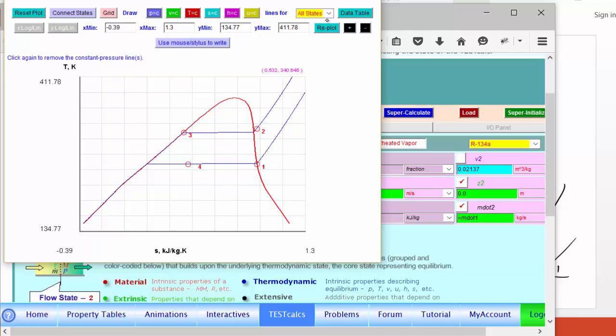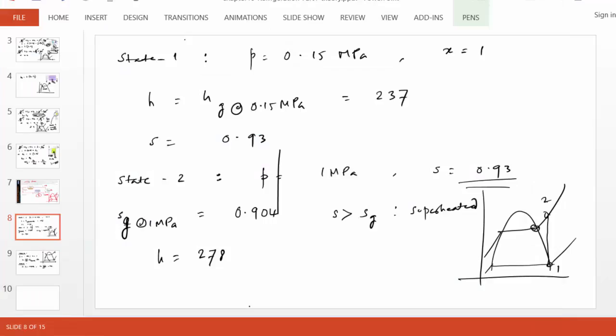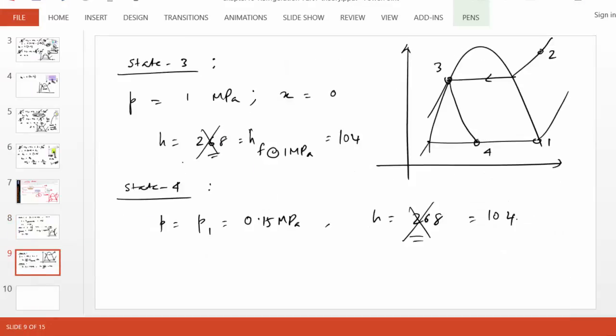Through state 3, if you draw a constant enthalpy line, you should be able to see 3 to 4. It's a difficult line to plot. It looks weird, but 3 to 4 is connected by constant enthalpy, as you can see. Coming back, all that remains now is to analyze our devices. Let me join this just for the sake of completeness here.